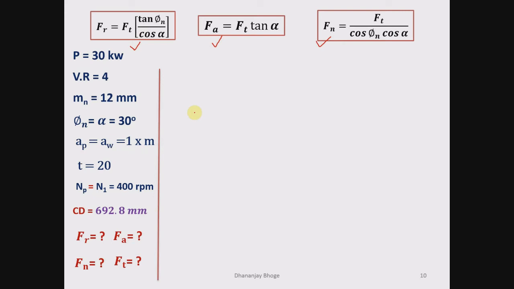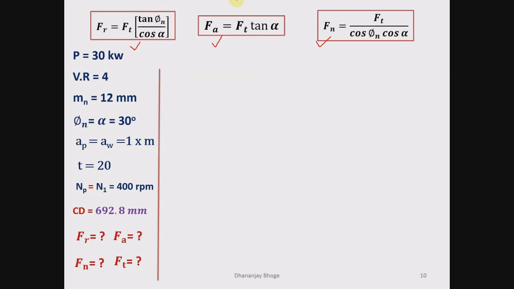Now in all these equations, one term is common, which is FT, the tangential component of force. So to find out FR, FA and FN, first of all we must determine the value of FT. Somebody please tell me how to find out FT, the tangential component. How to determine FT?